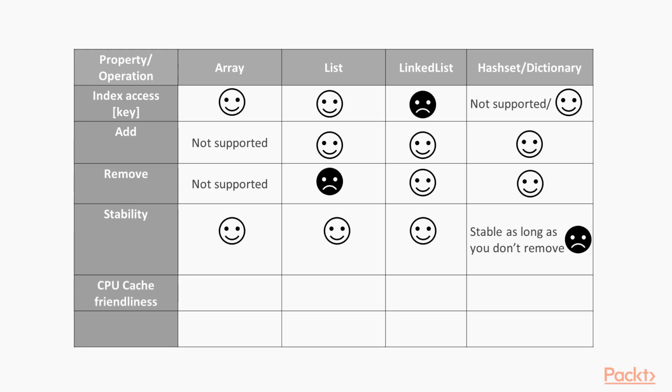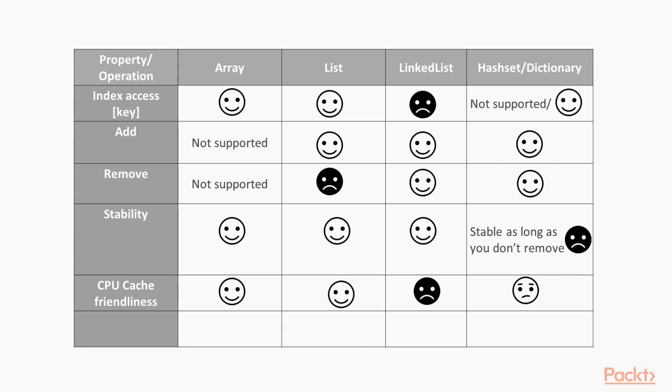We have spoken about CPU cache friendliness. Basically, CPU cache is 100 times faster than the main memory access. And for array and list, we have good results. And perhaps this is the most important reason to use array and list over other collections. With the linked list, we have a lot of indirection of pointers, so it is not CPU cache friendly. Whereas with Hashset and dictionary, it involves some indirection, so it is, let's say, semi-CPU cache friendly.